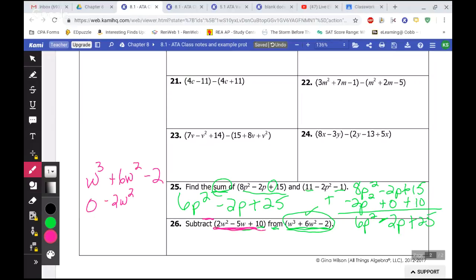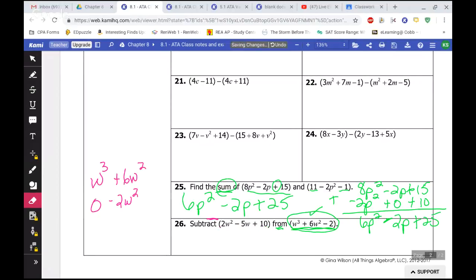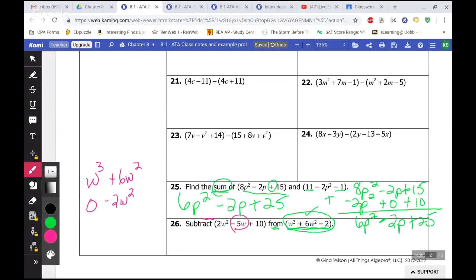I also noticed that I wrote this a little close because this one has a w term, but this one doesn't. So I need to go ahead and put a placeholder over here. Let me go ahead. I'm going to rewrite this up here. Sorry, guys. Because I need a little more room. You'd think after all this time, I'd be better with the stylus. And then this is my placeholder. And then I've got my minus 2w squared.